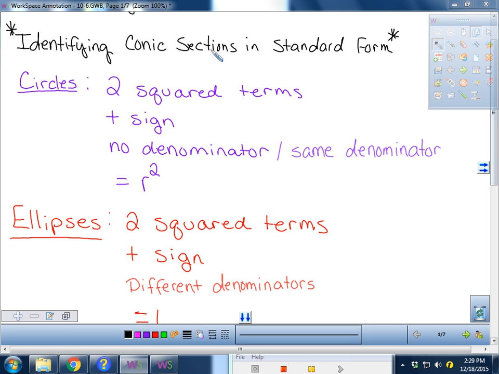So circles. Circles always have two squared terms. X is squared and the y is also squared. Circles also always have a plus sign between those two things. Now, I won't say always, but most of the time circles don't have a denominator under the x squared and the y squared. But if they did and they were the same, that would make it a circle. Okay, they're also equal to the radius squared.